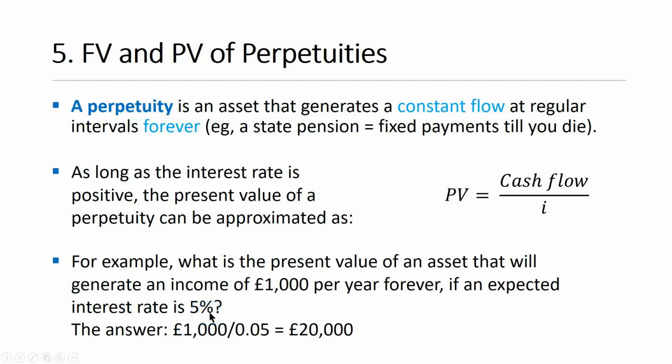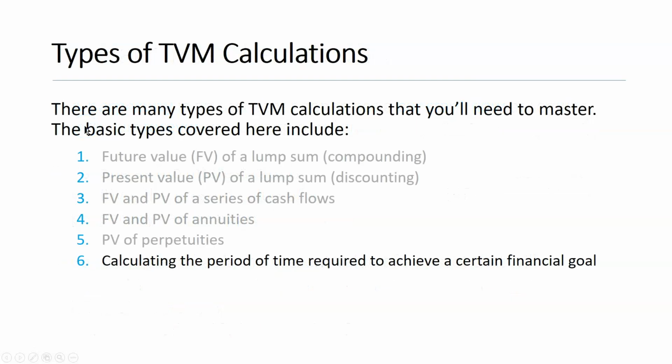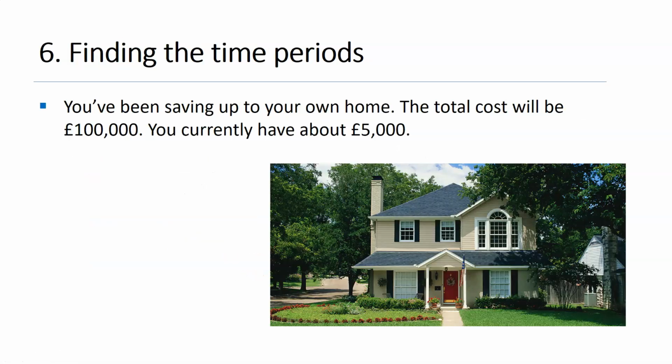And the final application of compounding and discounting concepts is calculating the period of time which is required to achieve a certain financial goal. Let's have a look at an example. Let's imagine that you've been trying to save to buy your own home. The total cost is going to be £100,000. This is what you plan to spend, and you currently have about £5,000.